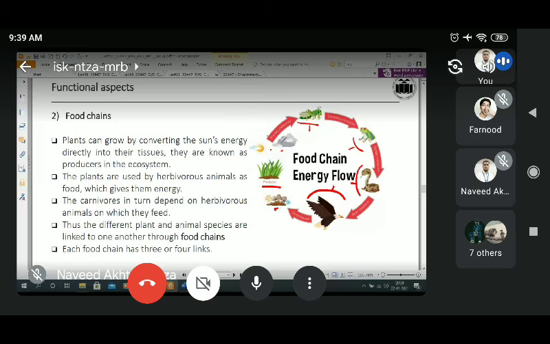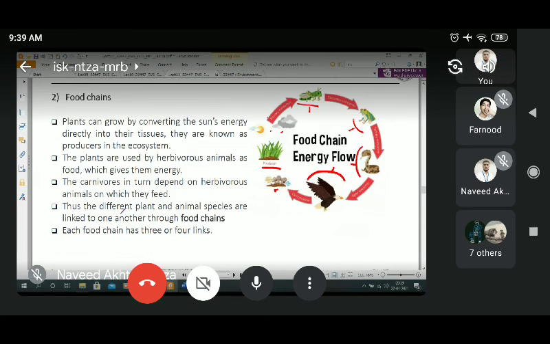So in daily life also you can see we human beings consume both herbivorous and carnivorous food. But among animals also, some are herbivorous and some are dependent on the herbivorous animals. They are called carnivorous. They are eating meat and other things. So this is the food chain, and this can be the functional aspect.